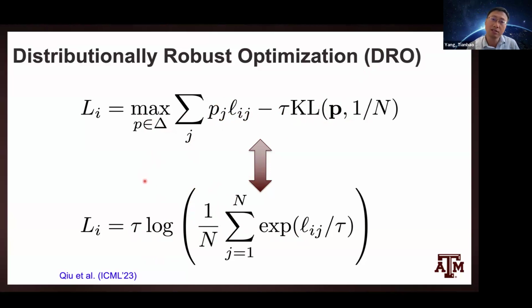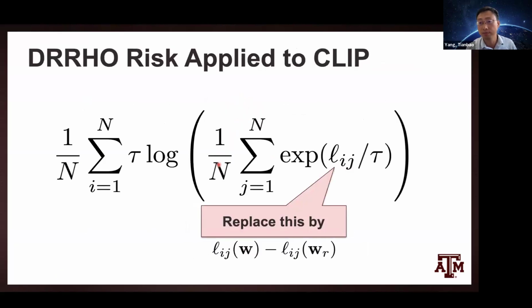This means that we can apply DRO, risk minimization, to this framework. We just change this pairwise loss to the row loss. Very simple. That is our final formulation, so we apply DRO risk to CLIP. Just change this pairwise loss to this row loss.